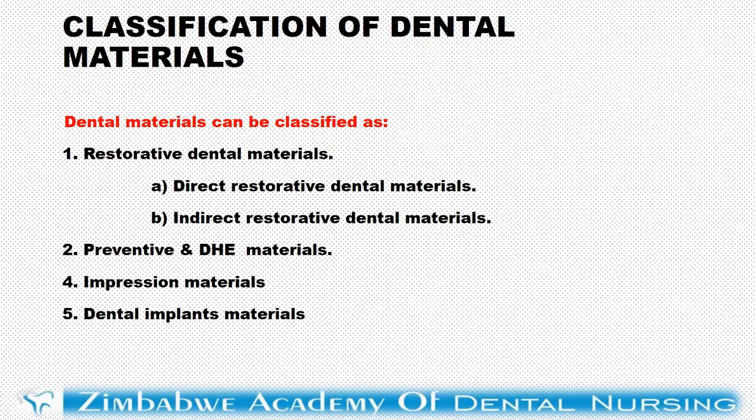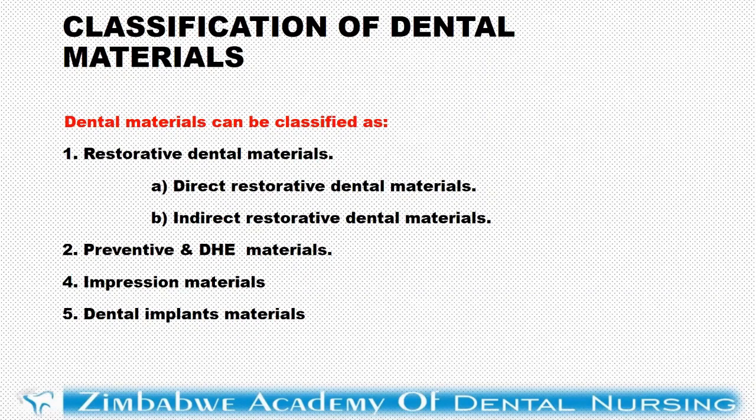Another classification, apologies for that error there, it's supposed to be 3, not 4. Impression materials. These are materials that the dental therapist and the dentist uses to take duplicates of the jaws, of the teeth, of the arches, so that later on when the patient's gone home, we can make replicas, replacements, that we can then fit or fix at a future appointment when the patient comes back.